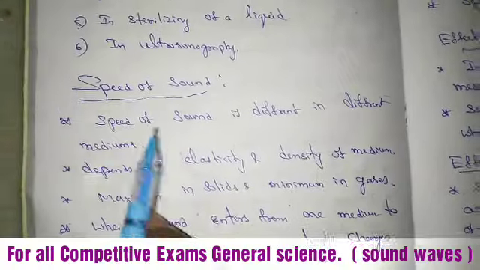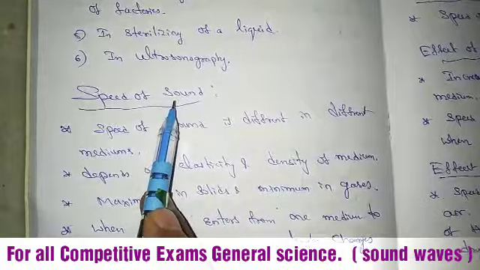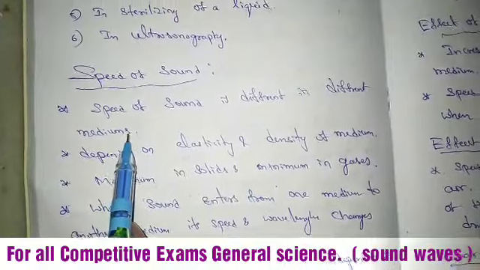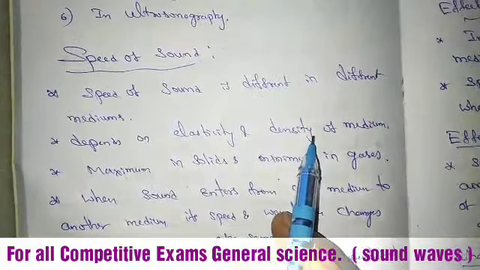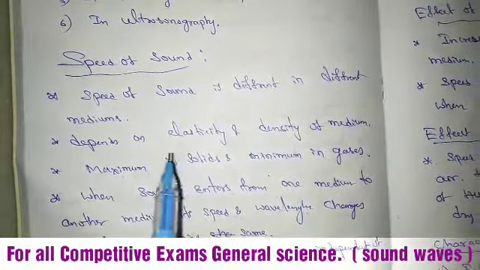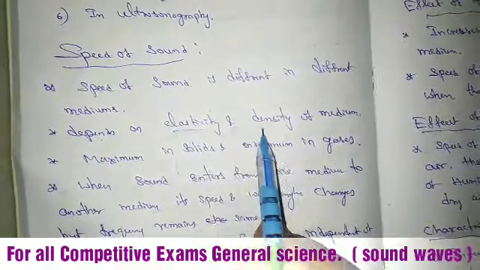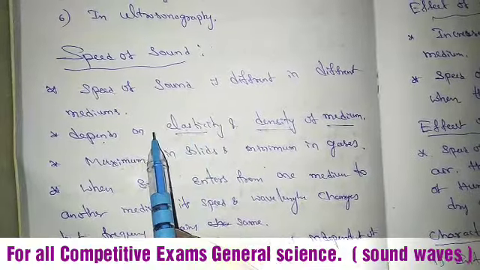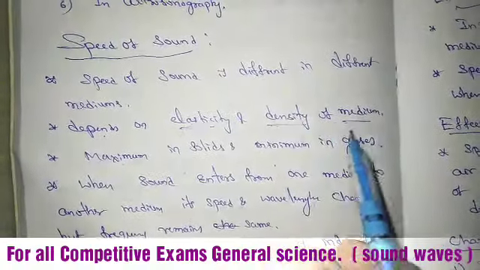The next concept is the speed of sound. What is the speed of sound? The speed of sound is different in different mediums, depending on the elasticity and density of the medium. Sometimes in examinations they ask what things the speed of sound depends on. It depends on the elasticity and density of the medium. If the elasticity varies, the speed also varies. If the density of the medium varies, then the speed also varies. I will discuss this in the next part.